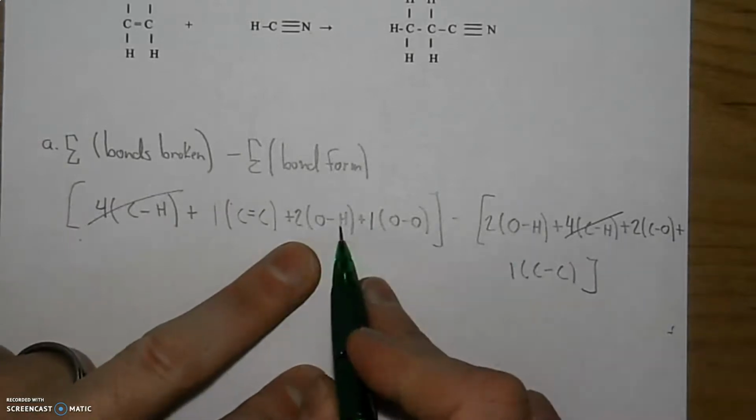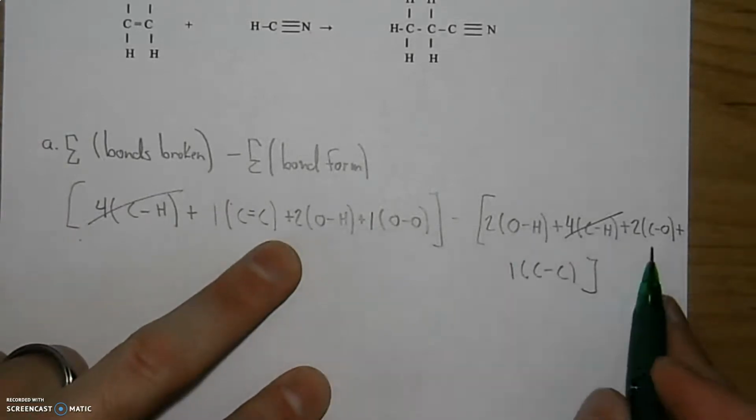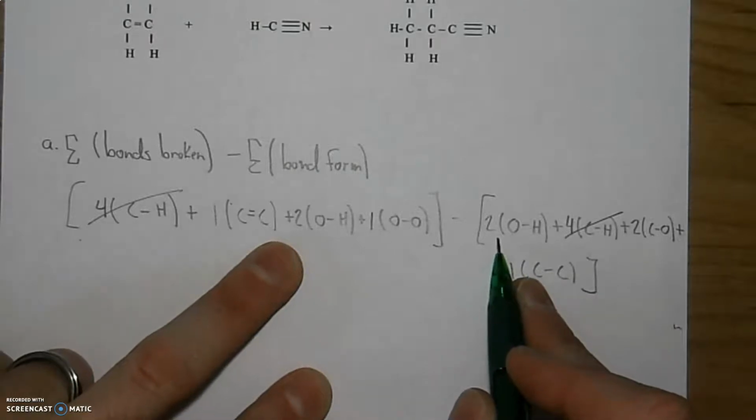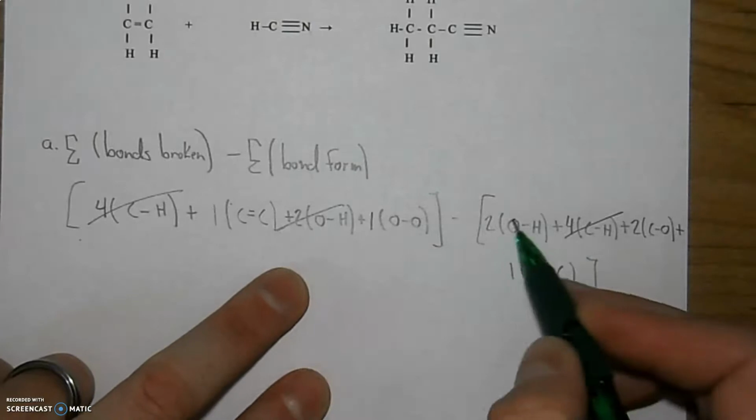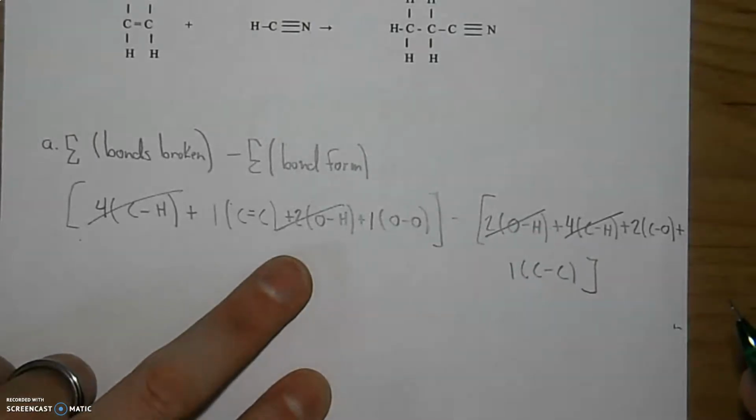Oxygen and hydrogen. I've got 2 of them, and I've got 2 of them. So it looks like I can discount those. Is there anything else we can get rid of? I think that's it.